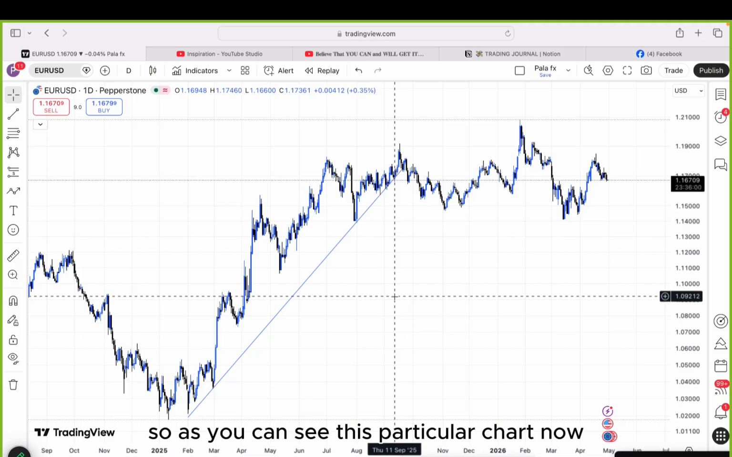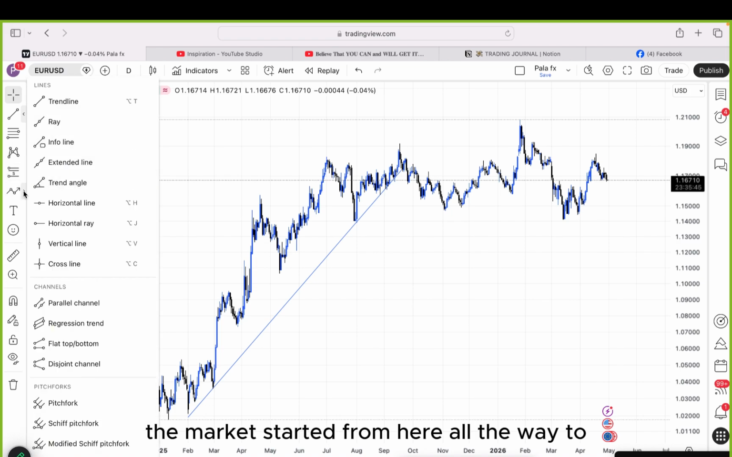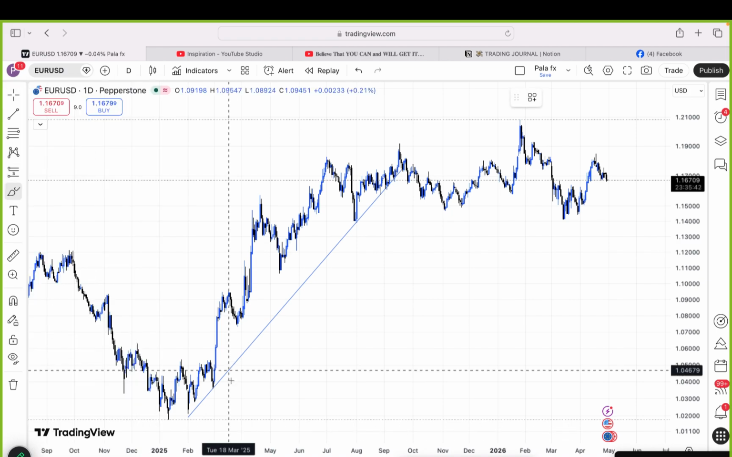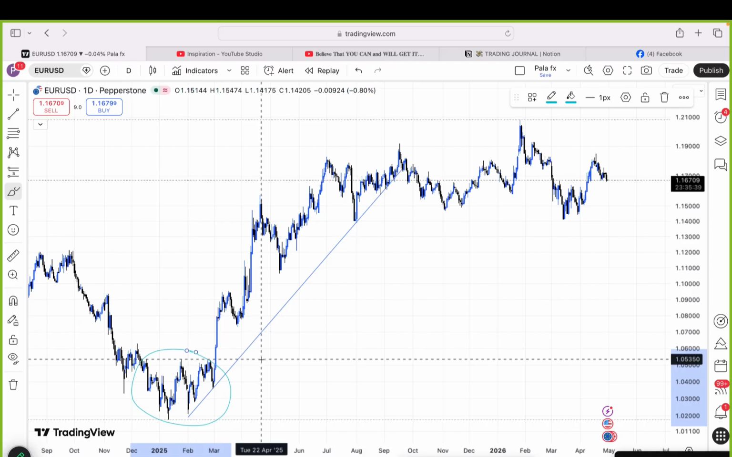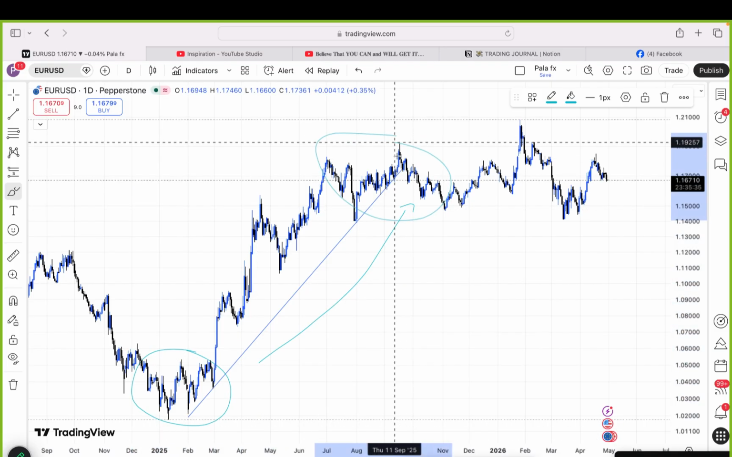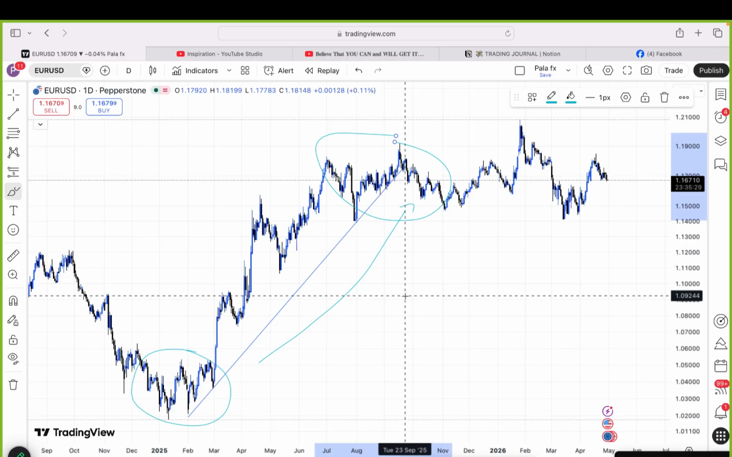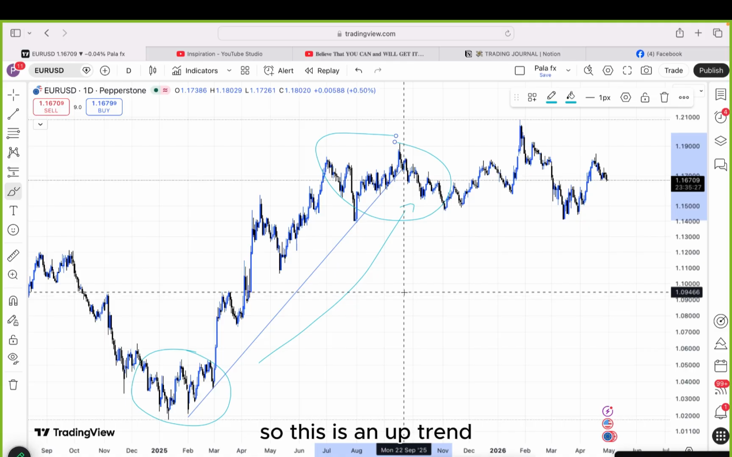As you can see, this particular chart I just opened is an uptrend. Why? Because the market started from here, all the way to here. So it's an uptrend because the market is going up. Are you guys understanding me? Yes, sir. Yeah, so this is an uptrend because the market started from the bottom and now it's going up.